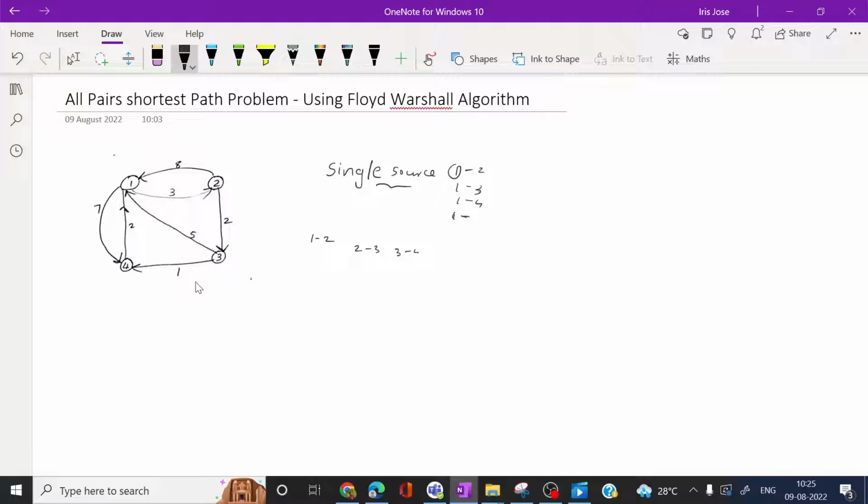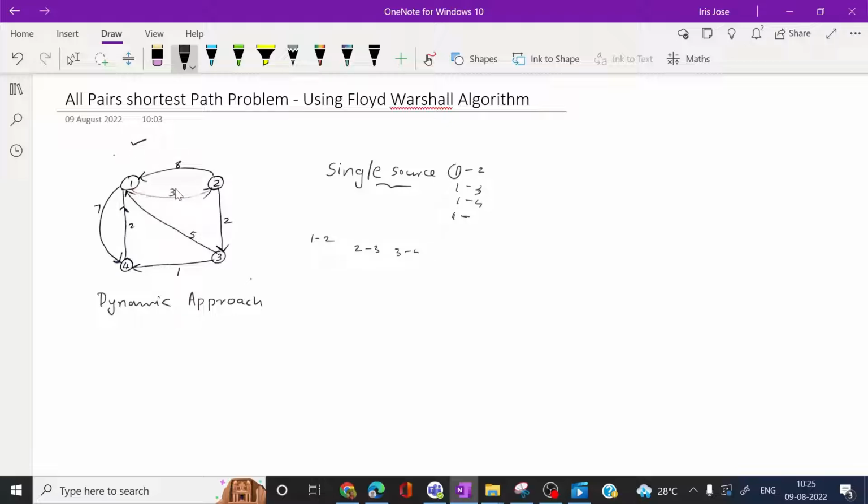Another approach is the dynamic programming approach, which uses the Floyd-Warshall algorithm. In the dynamic programming approach, the problem should be solved by taking a sequence of decisions. So first, we will draw the adjacency matrix for the given input graph.